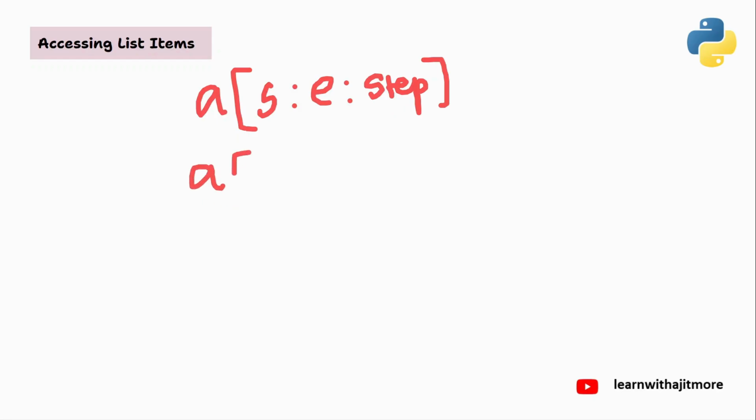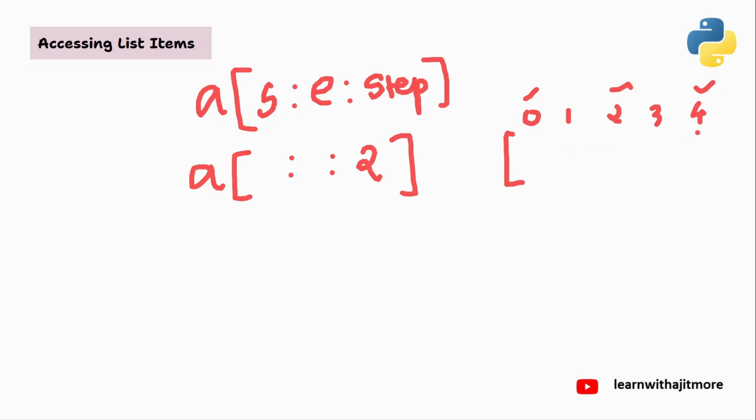Like for example, if I'm writing ::2. Now start and end are both not given, so it will take the entire list, guys. Here start is not given, end is not given, so it will take the entire list. And step 2 is given, so it will take elements at a gap of 2. See, the first element will come, then one is skipped, then the element at the second position will come, then third is skipped, then the fourth position will come. So always at a step of two, because I gave step two. You can give step three.